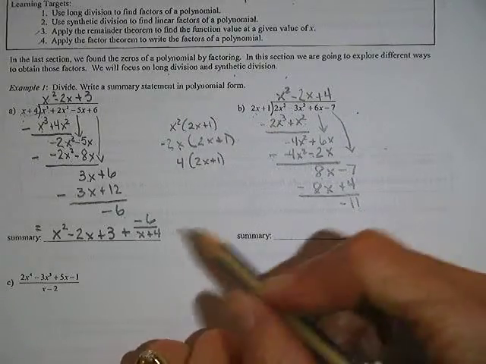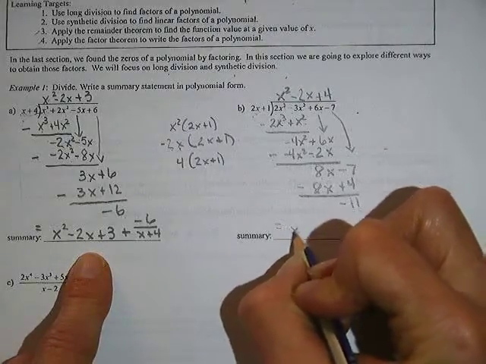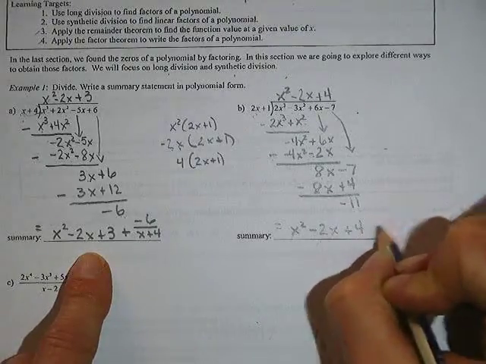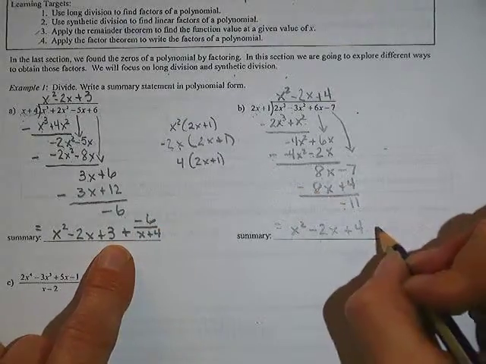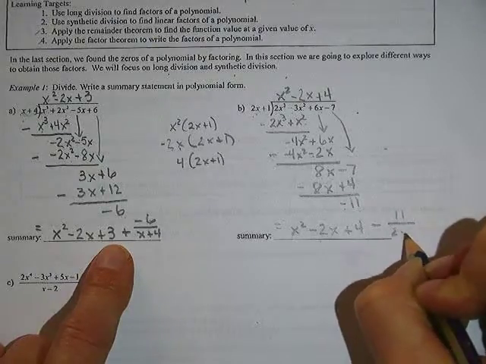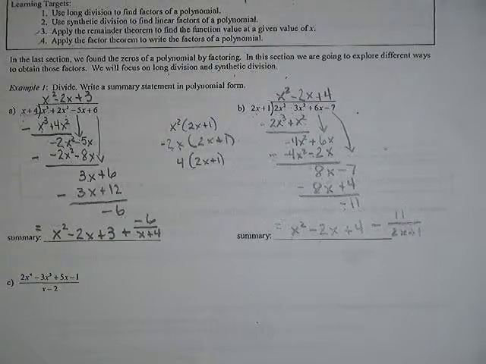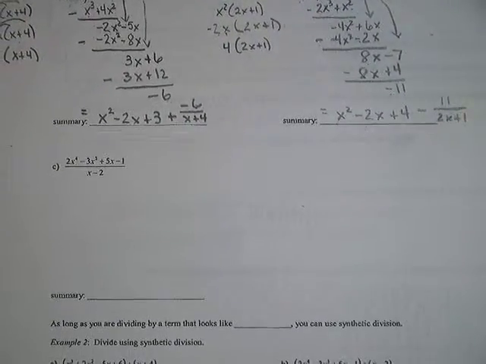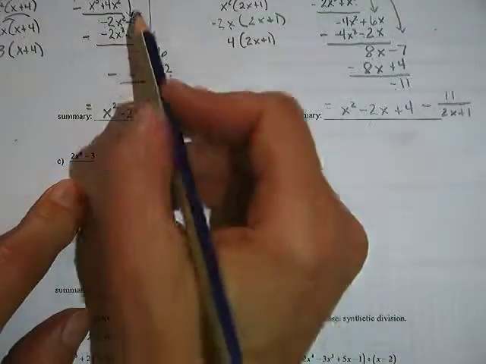Subtract. Yep, negative 11. That is my remainder. If we write it out, the answer is x squared minus 2x plus 4, and then because it's negative, you could say plus a negative, like I did over here, or you could just say minus. Okay? That's how we do long division. Not so bad.